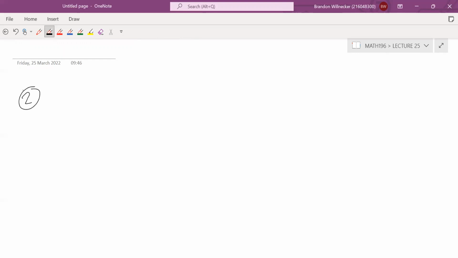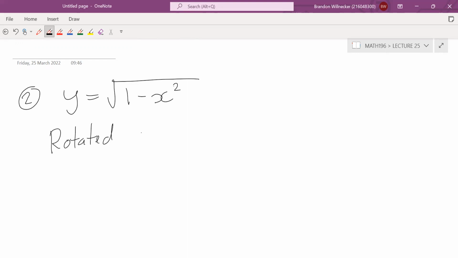Example 2. Okay, so we have y is equal to the square root of 1 minus x squared, rotated around the y-axis.